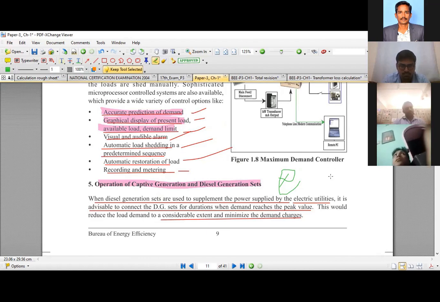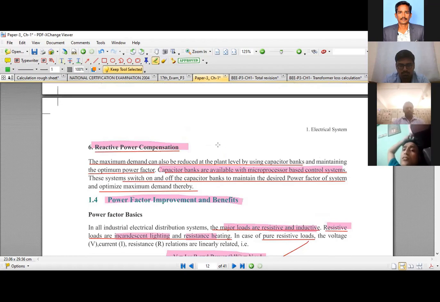Can you understand? You cannot switch off any load. That load is very important. Then what to do? You switch on the DG, reduce the maximum demand for a particular hour, 3 hours, 4 hours, then switch off, no issue. Then reactive power factor improvement, install reactive power capacitor, then reduce. Totally 6 steps.